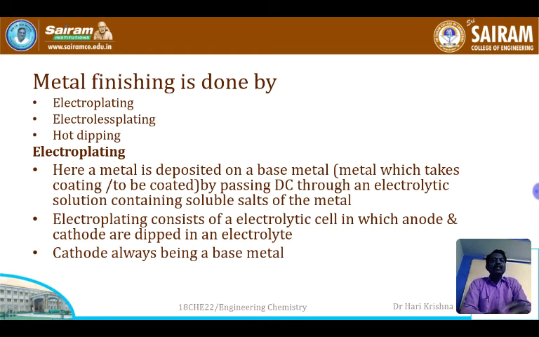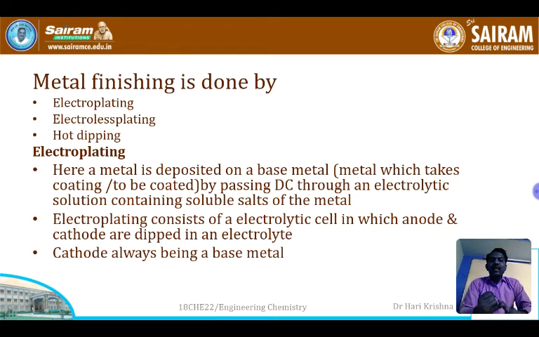So electroplating consists of an electrolytic cell, which consists of an anode and a cathode dipped in an electrolyte. The anode might be inert or it might be the plating material itself, but the cathode is always the base metal. So I repeat, the cathode is always the base metal. Base metal means the metal which takes the coating, or is to be coated.